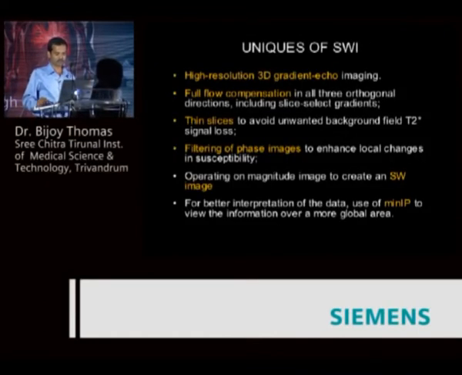The uniqueness of SWI is a high-resolution 3D gradient echo sequence with full flow compensation so that they avoid artifacts. Thin slices will give you better partial volume, taking away the changes of partial volume averaging, and you can see things better. Filtered phase images will enhance the local changes of susceptibility, and you operate on both magnitude and phase. You have SWI as well as multiple parameters to look at, so your diagnostic confidence will increase. So this is the conclusion.